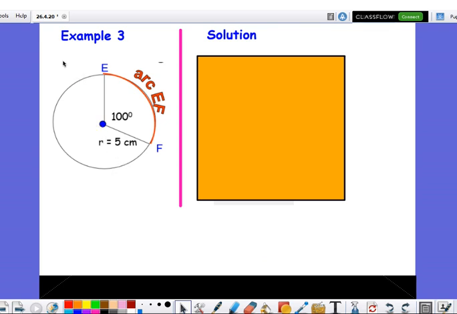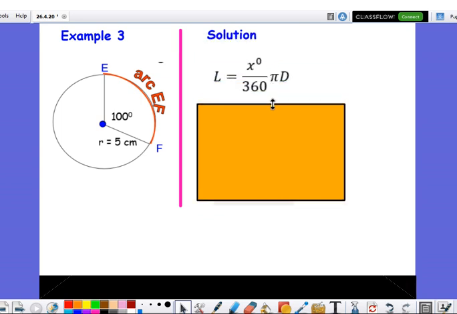Example 3. Working out, very similar to example 1 and 2, but we're going to do it with the more efficient method. We're given the radius is 5 and we're given the angle at the centre. So, this is a three-stage process. You write the formula, L equals angle over 360 pi d.